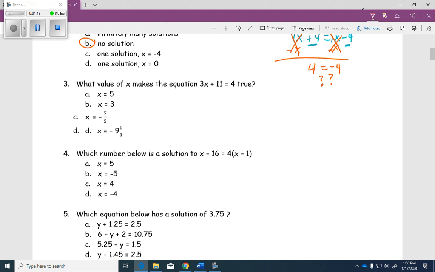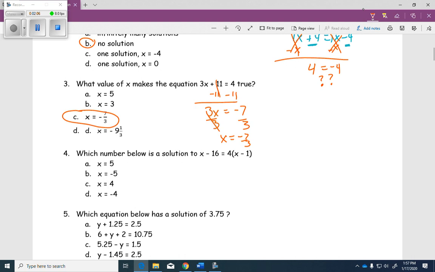Number 3, I would subtract 11 first. Then I will divide by 3. So x equals -7/3, choice C.